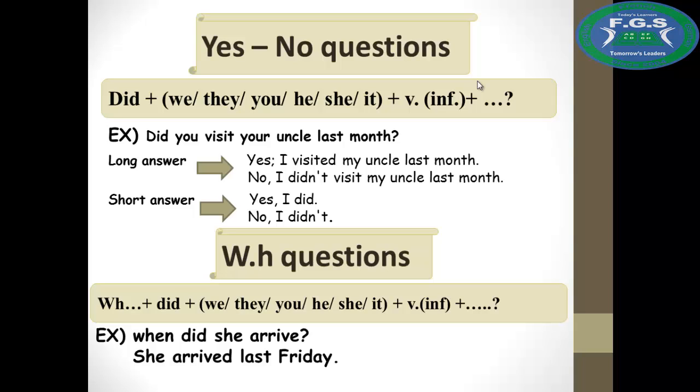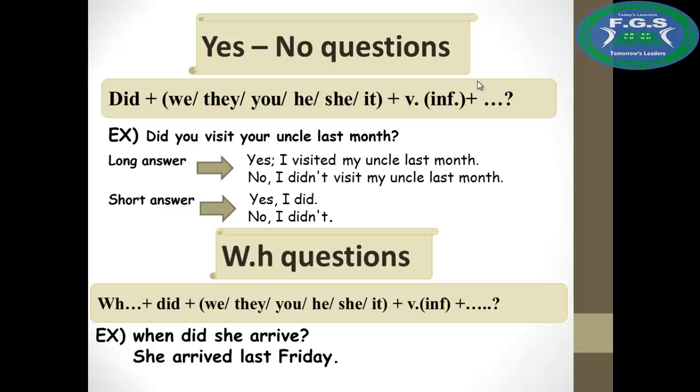We have two kinds of answer, the long answer and the short answer. In the long answer, you can say, yes, I visited my uncle last month. Or negative, no, I didn't visit my uncle last month. In the short answer, you can say, yes, I did, or no, I didn't.